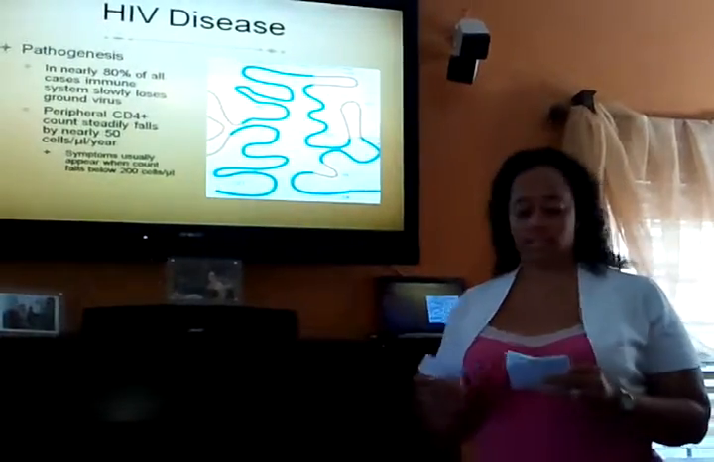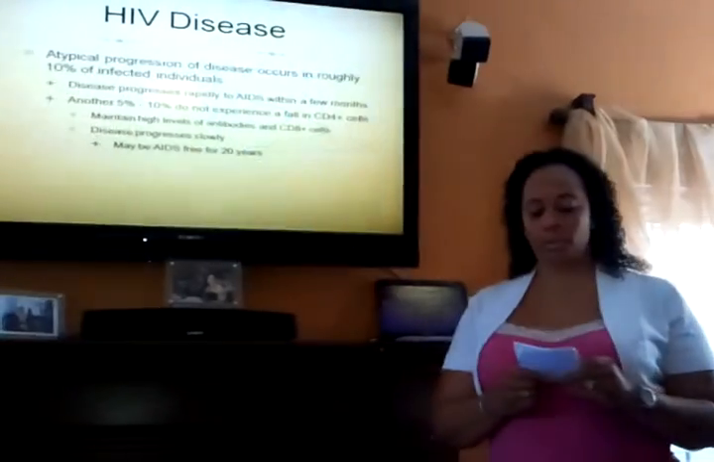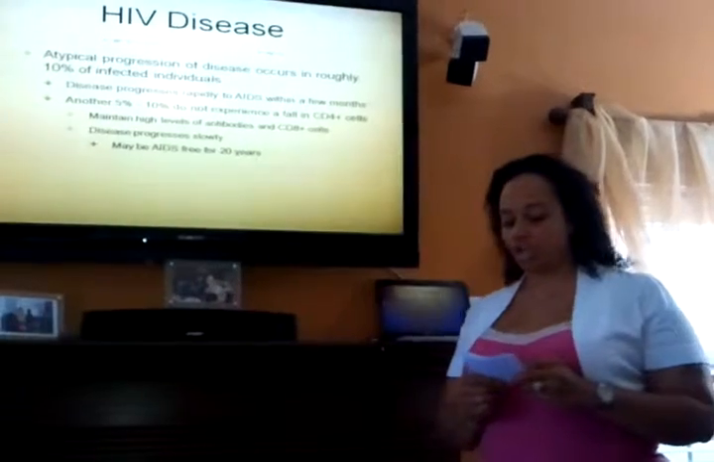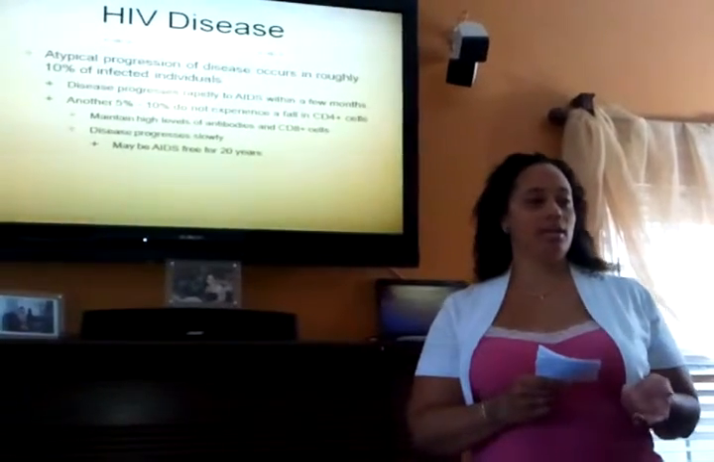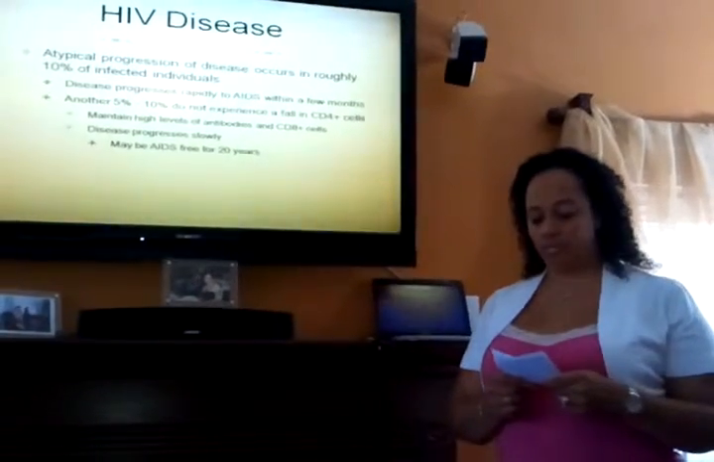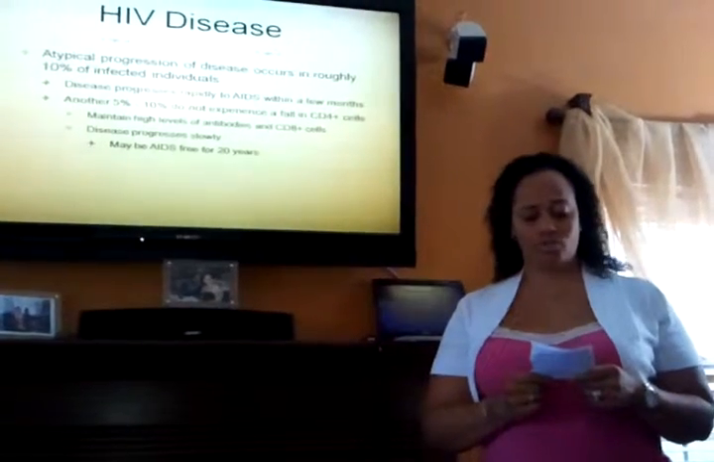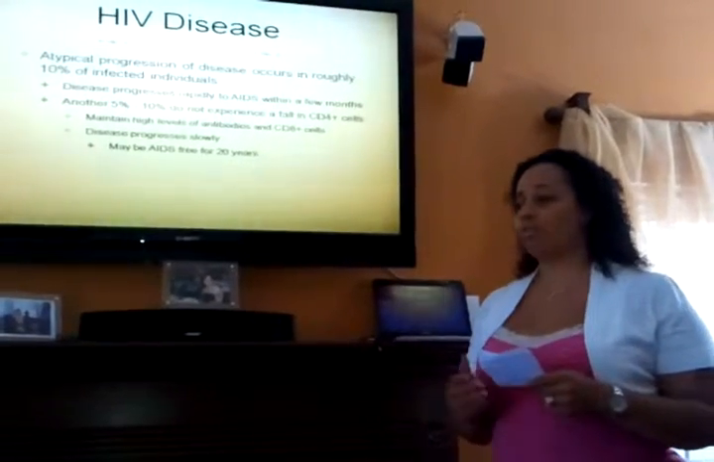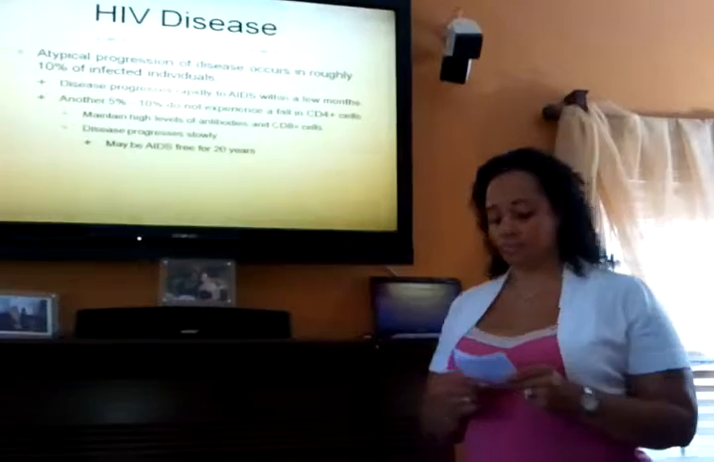Symptoms usually appear when the count falls below 200 microliters, and it is believed that you have AIDS. A typical progression of the disease occurs in 10% of infected individuals. The disease progresses rapidly in AIDS. Within a few months, you die.